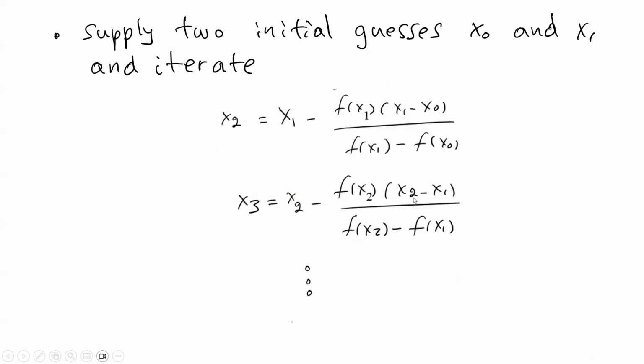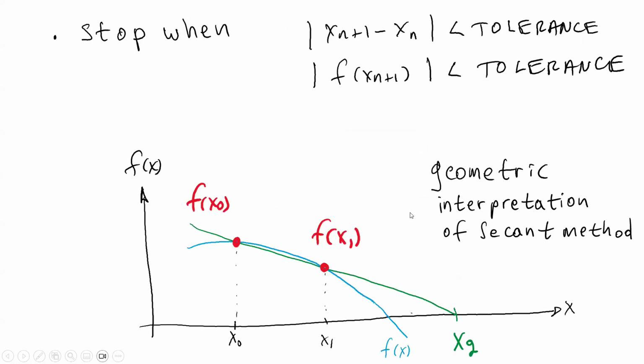We start by supplying two initial guesses, x sub 0 and x sub 1, and use them to calculate x sub 2 for the next iteration. We use x sub 2 and x sub 1 to find the new value of x sub 3, and we continue this process until the solution converges. Again, we have two criteria to stop the iterations: the iterative convergence less than the tolerance, or the residual less than the tolerance. This is the geometric interpretation of the secant method, showing the two initial guesses that we need to find the next x.